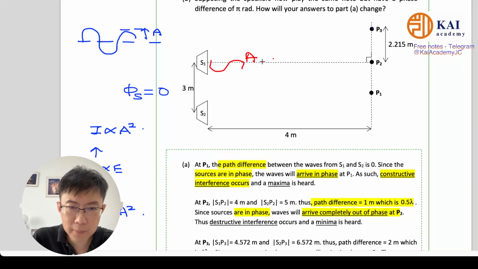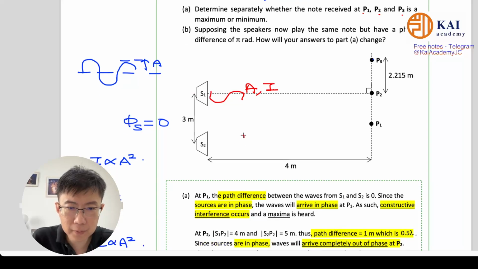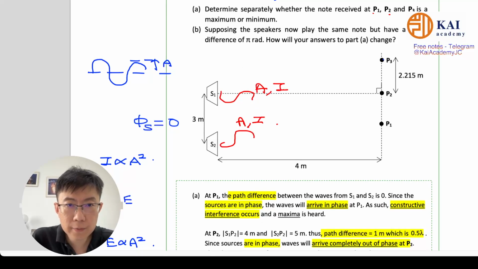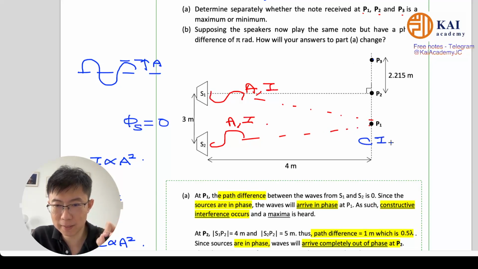Okay, and correspond to A, it is an intensity of I. Now, the wave from S2, since the question tells us it is identical, we'll also have an amplitude of A as well, intensity of I. But when these two waves travel towards P1 and eventually reach P1, what we know is that constructive interference will take place.